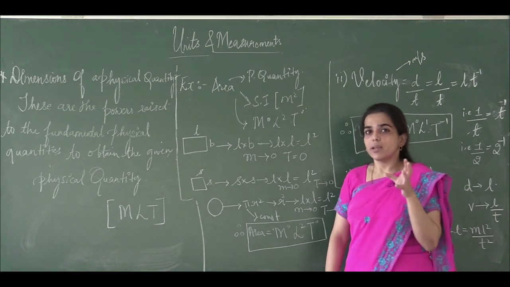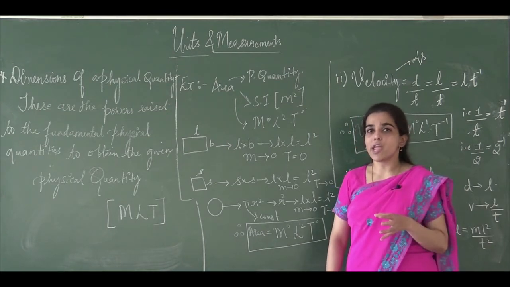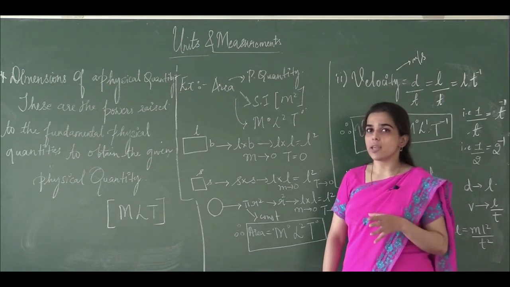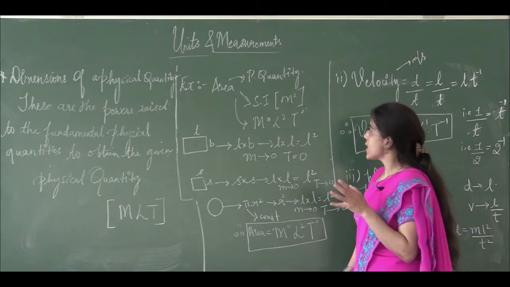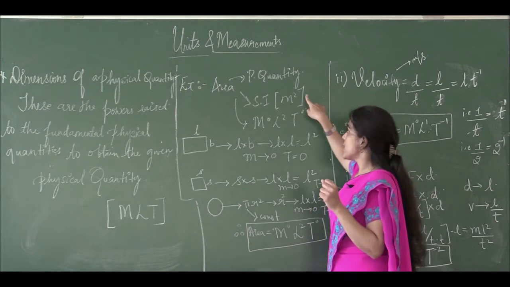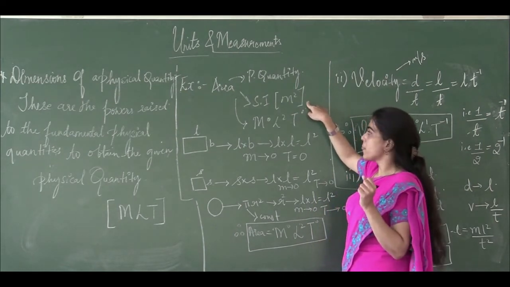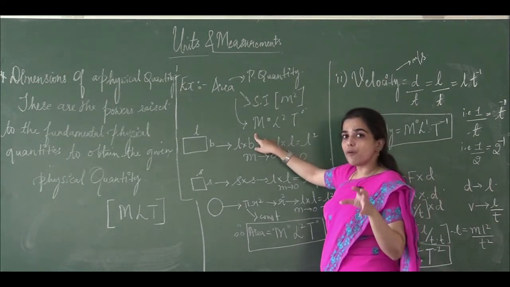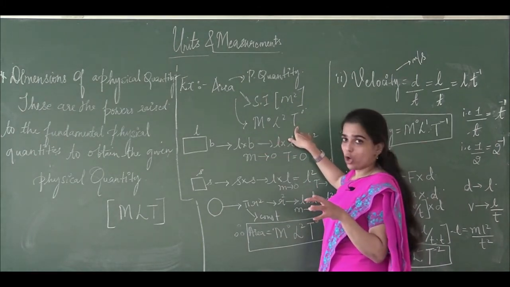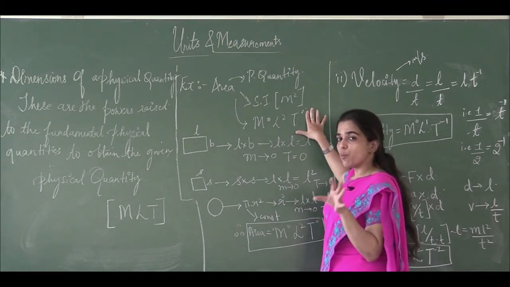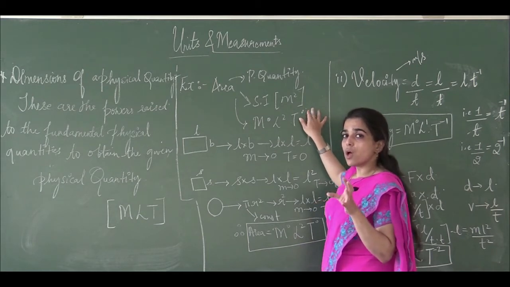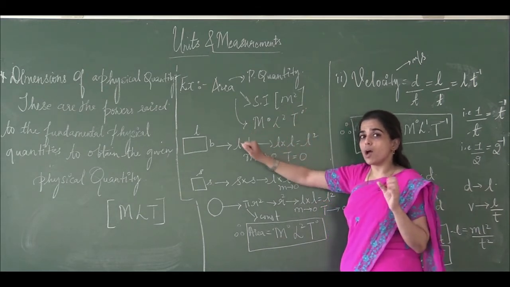To do that, let us first consider an example of area, where we will be arriving at the dimensional formula for this area. Area is our physical quantity and its SI unit is meter square. The area's dimensional formula is written as M naught, L square and T naught. These dimensional formulas are always written in capital letters. Now let us arrive at this dimensional formula for area.